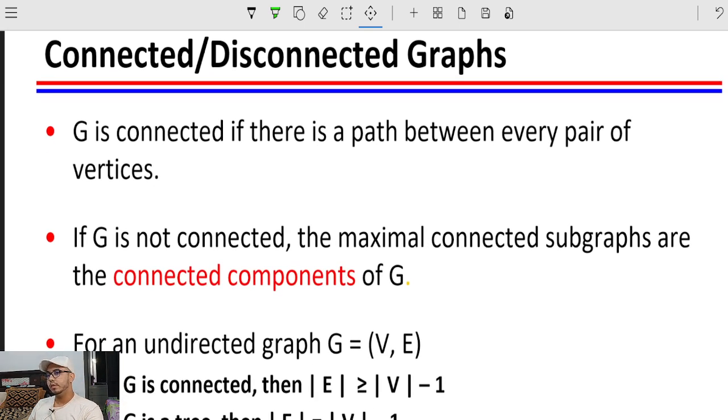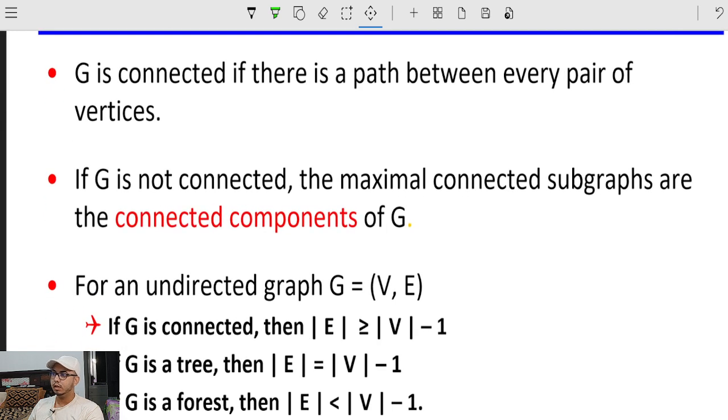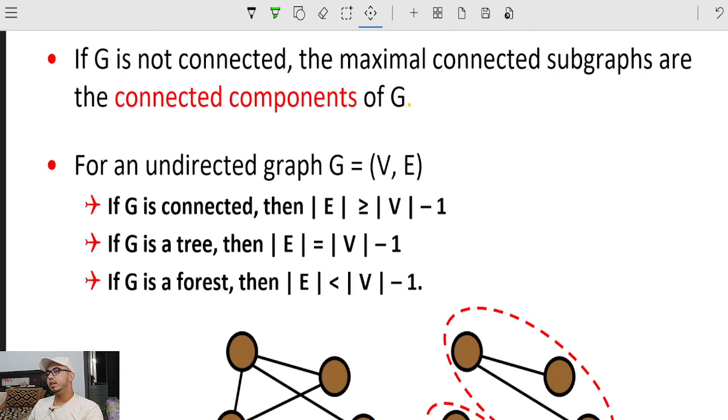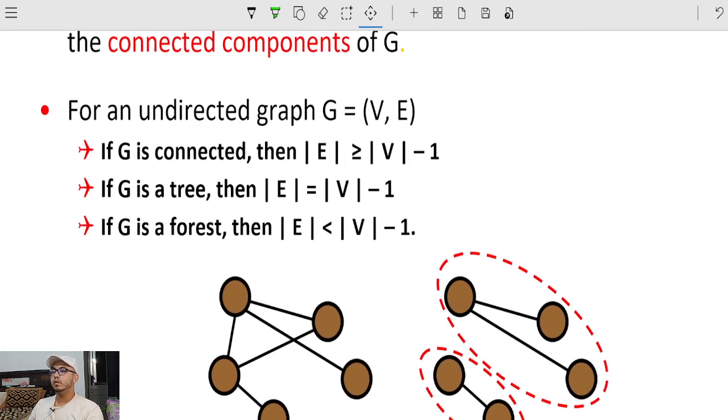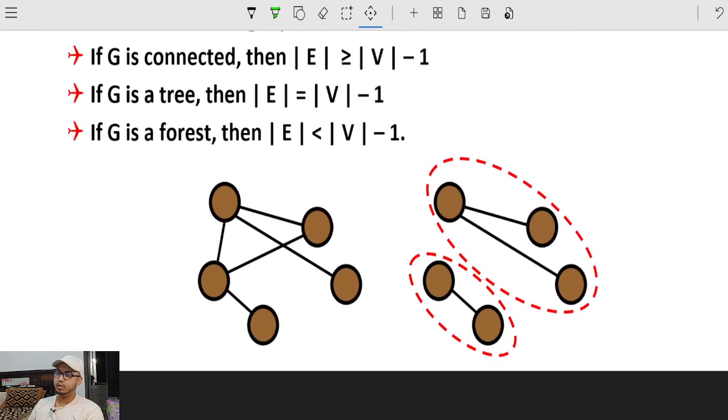Now connected and disconnected. G is connected if there is a path between every pair of vertices. If G is not connected, a maximal connected subgraph is a connected component of G. For an undirected graph G with vertex set V, if G is connected, then E is greater than or equal to V minus 1. If G is a tree, then E equals V minus 1. And if G is a forest, E is less than or equal to V minus 1.